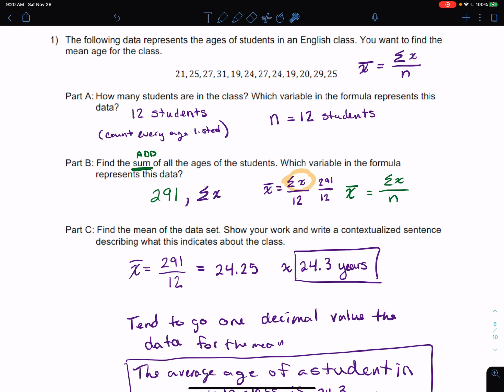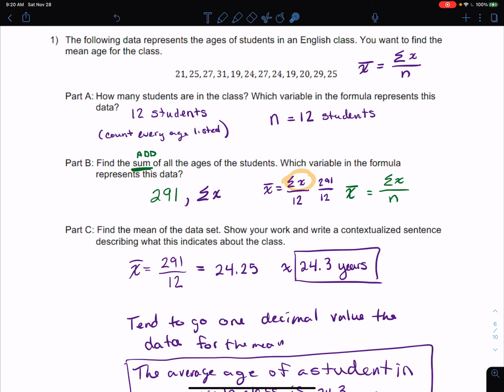So for part B, it said find the sum, remember sum means add, of all of the ages of the students, and which variable in the formula represents this data. So when we add up all of these numbers, we get 291. When we look at the formula, the part that's telling us to add everything up is that numerator, sigma x. So the 291 represents that sigma x.